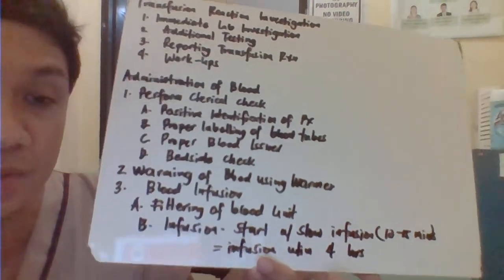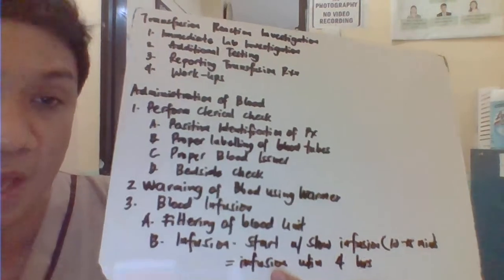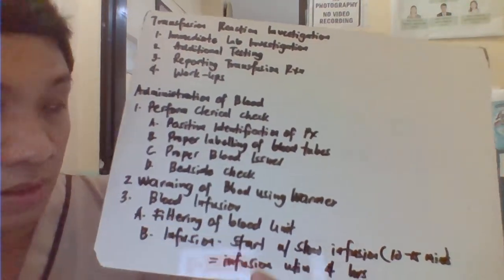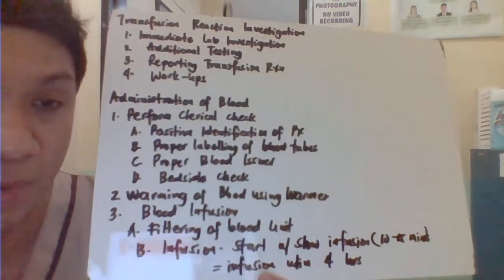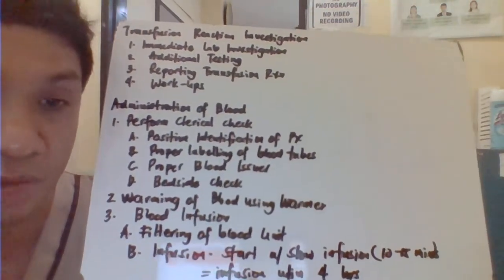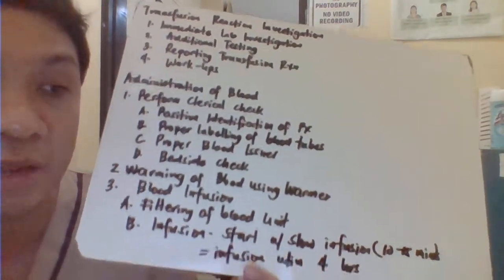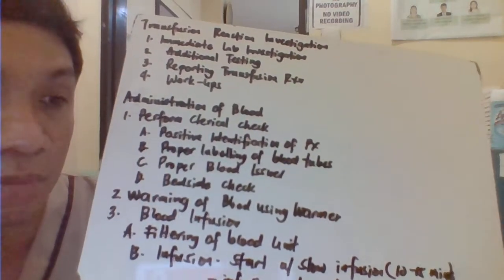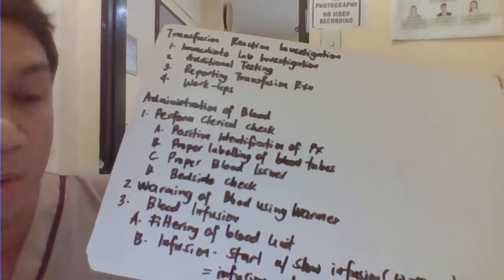Okay, we have here the steps in the administration of a unit of blood, although we, the medtechs, are not the ones transfusing a unit of blood to our patient. So the first one, perform your clerical check. This is the proper identification of the patient. You go to the ward if you have the request for the blood transfusion, and you need to extract blood from the intended recipient. That would be utilized as your sample for the compatibility testing. Proper labeling of the blood tubes and proper blood issue.